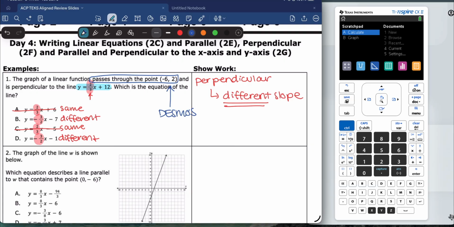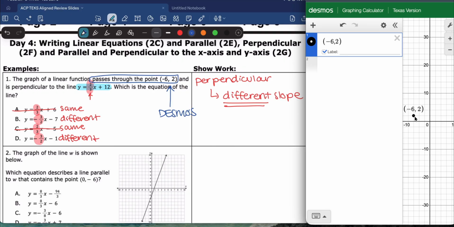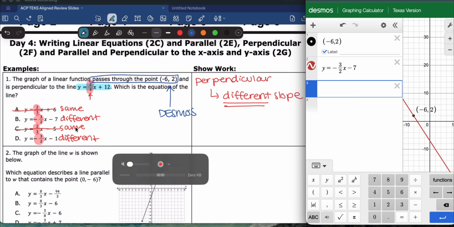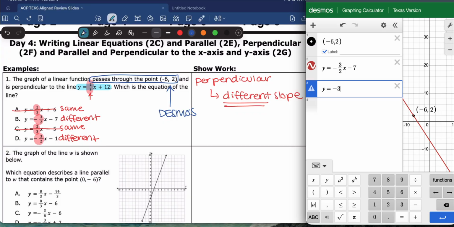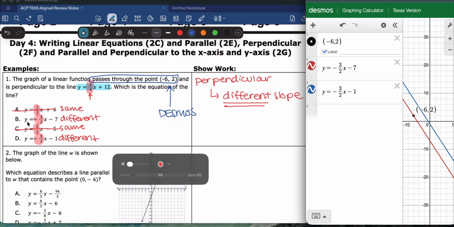Alright. So it's going to be a little bit easier if we eliminate answers. And I'm going to show you why. Because we don't have to do all the stuff we were doing last time. So we're going to do parentheses, -6, comma, 2 parentheses. And I'm going to label my point. I need to pass through that point. So I'm going to graph B. Y equals -3/2 x minus 7. That passes through my point. That's good. Now if I put in D, y equals -3/2 x minus 1. Blue does not pass through my point. So my answer would have to be B.